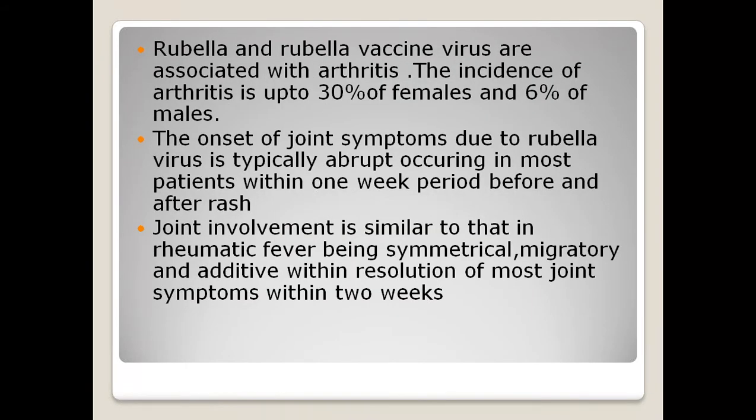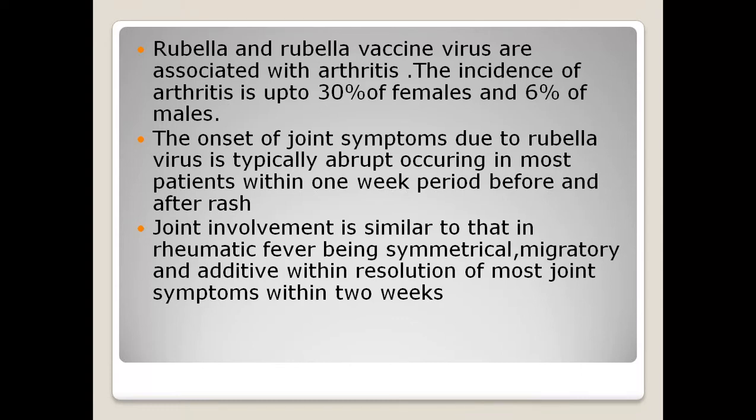So rubella and rubella vaccine virus are associated with arthritis. The incidence is up to 30% in females and 6% in males. The onset of joint symptoms due to rubella virus is typically abrupt, occurring in most patients within 1 week before or after the rash. So 1 week before the rash and 1 week after the rash, there may be typical onset of joint pain symptoms.